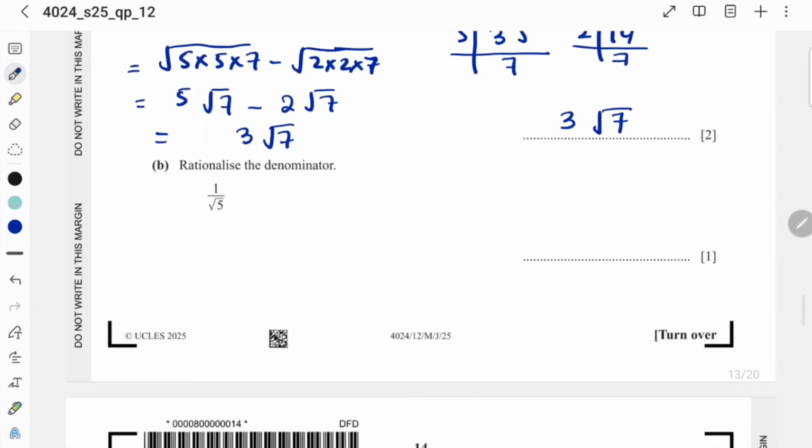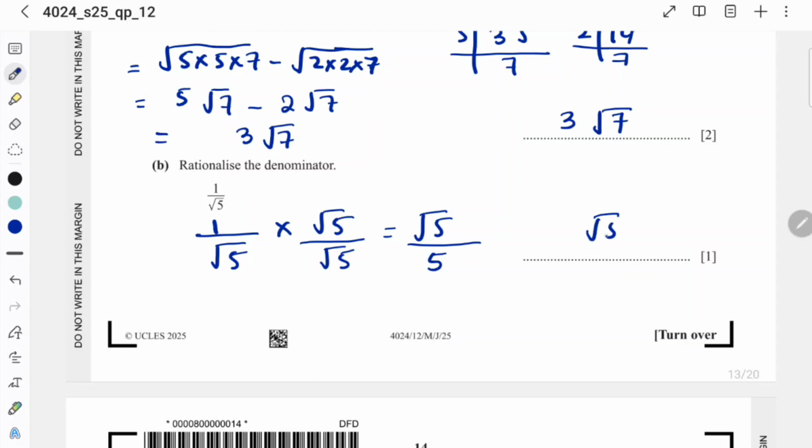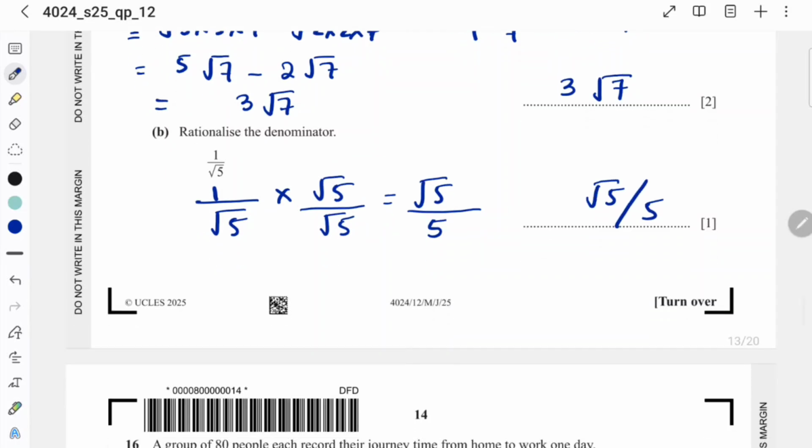Okay, now the next one, part B, is rationalize the denominator. We usually rationalize square root of 1 upon square root 5. Rewrite, multiply by square root 5, divide by square root 5, and we can write down square root 5. Square root 5 multiplied by square root 5 is only 5. So we rationalize the denominator.